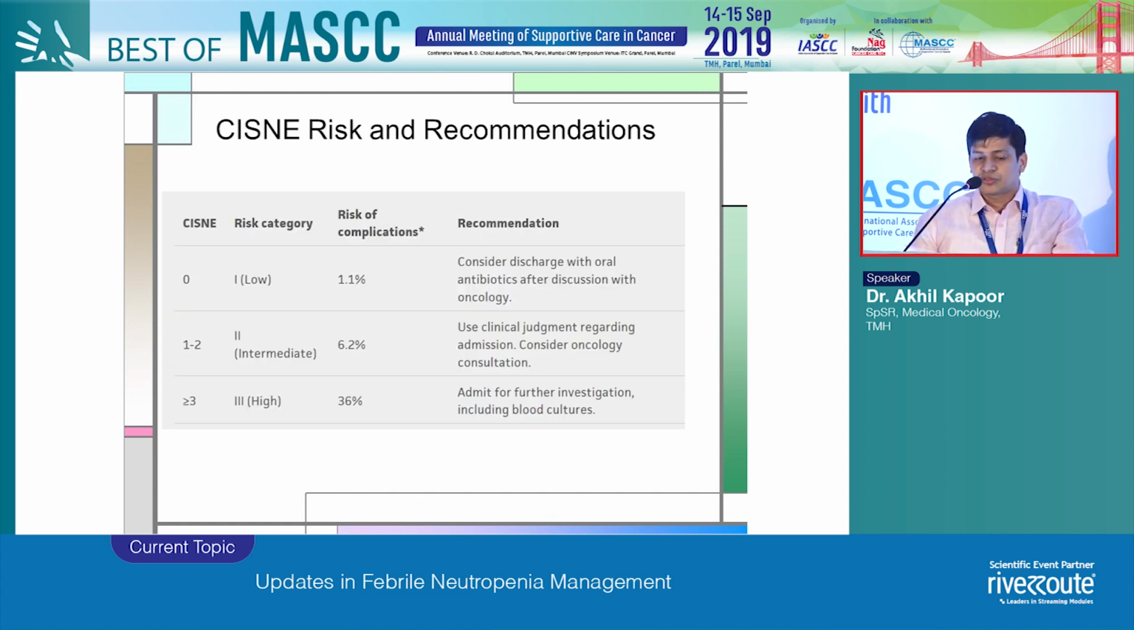As per the scoring, patients are divided into low risk, intermediate, and high risk: a score of 0 is low risk, 1 to 2 is intermediate, and 3 or more is high risk. The risk of complications increases from 1 to 6% and jumps from 6 to 36%. So even patients who appear to be low risk, if on scoring they come to 3 or more, are at very high risk of complication and need inpatient admission.